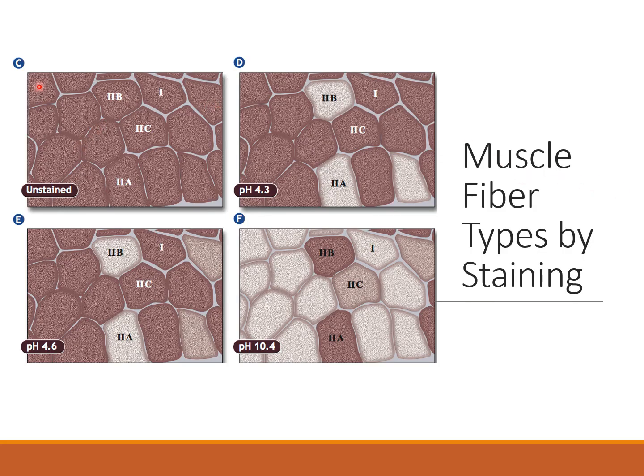So here we go. Here's your unstained ones. Here's particular pHs, right? So when you stain the muscle fibers, you can actually pick up which ones are which just based off the staining and the acidity of that staining. I personally have never done this, but it's an interesting experiment that allows you to pick up on different muscle fiber types through a biopsy.